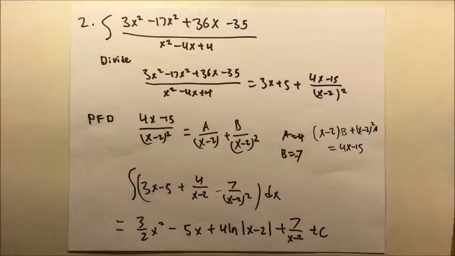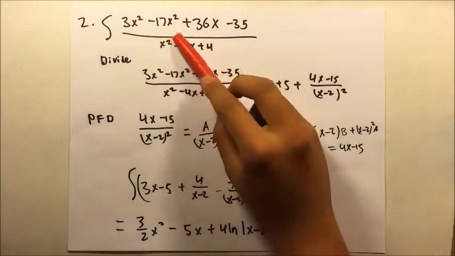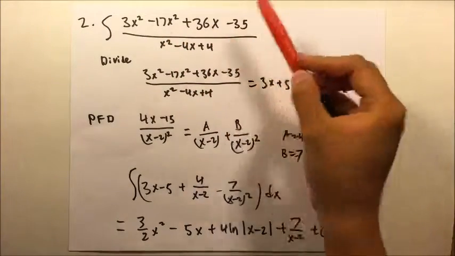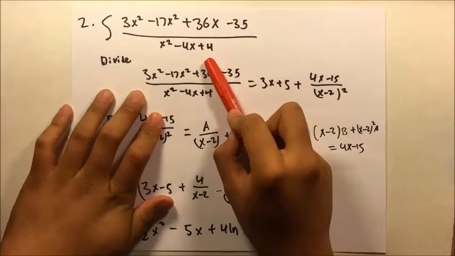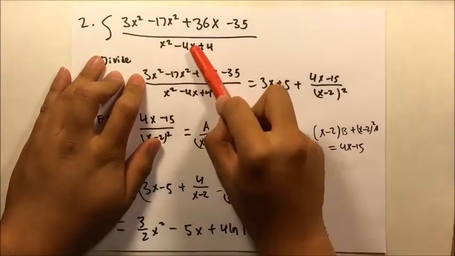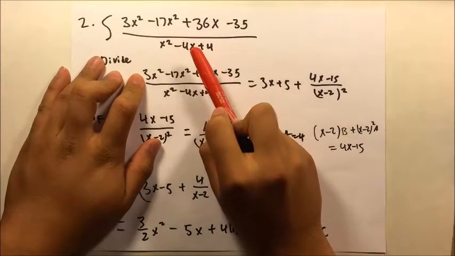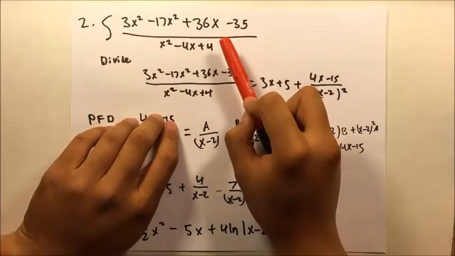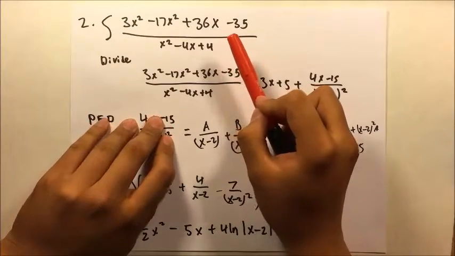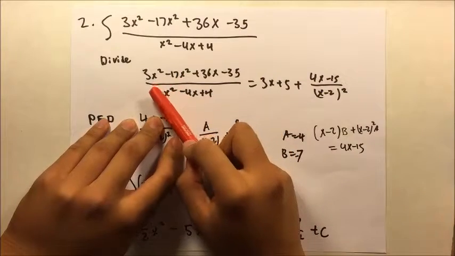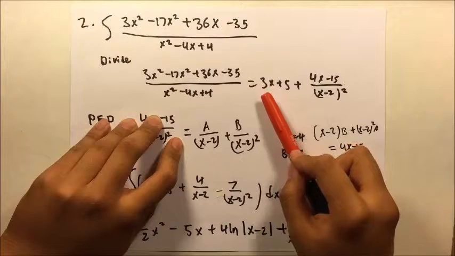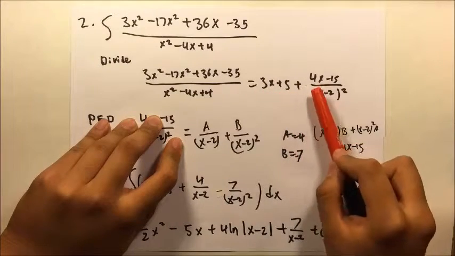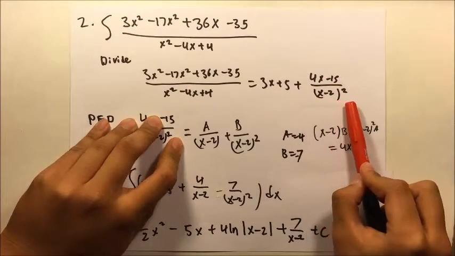So this is our second example problem: the integral of (3x squared minus 17x squared plus 36x minus 35) all over (x squared minus 4x plus 4). Now, since this is a polynomial over a polynomial, it is most likely a good candidate for partial fraction decomposition. But before we can do that, we have to divide it, do some algebraic manipulation. And after we divide it, we get 3x plus 5 plus (4x minus 15) over (x minus 2) squared.